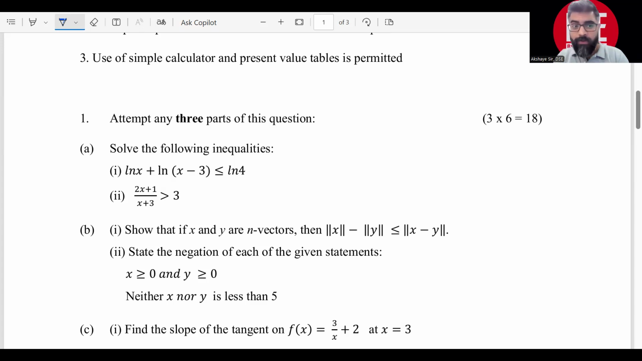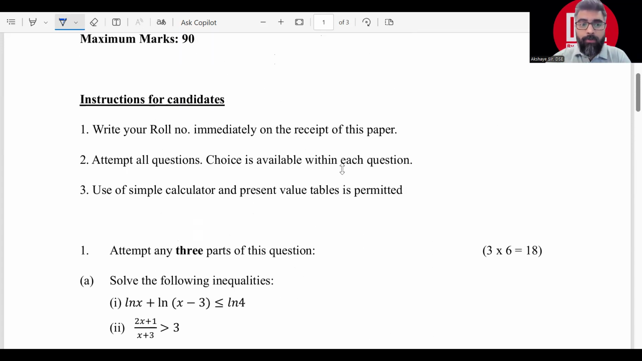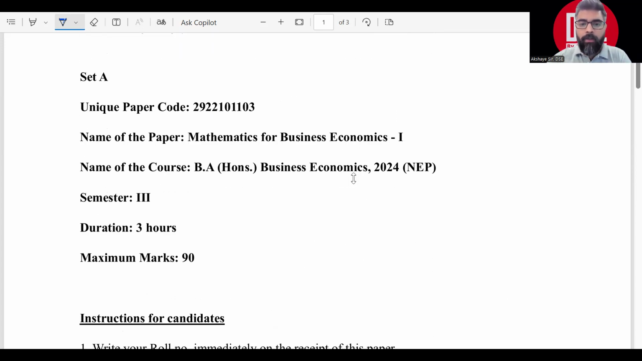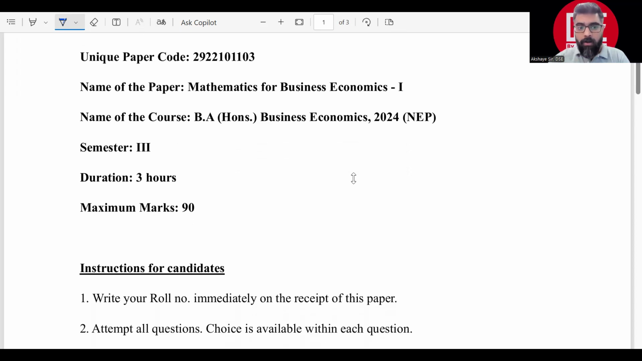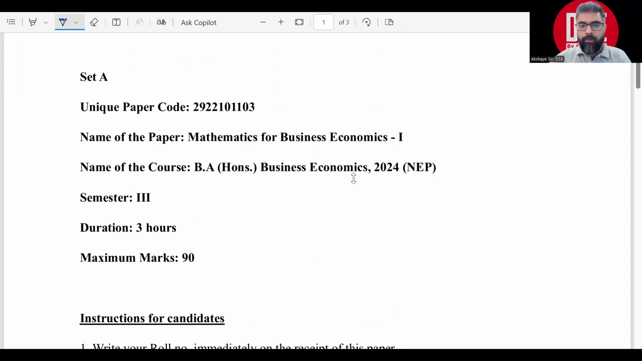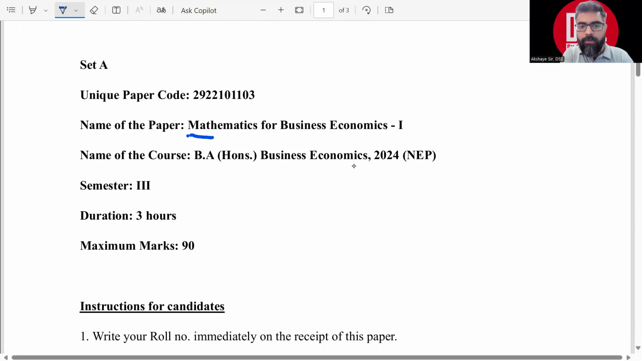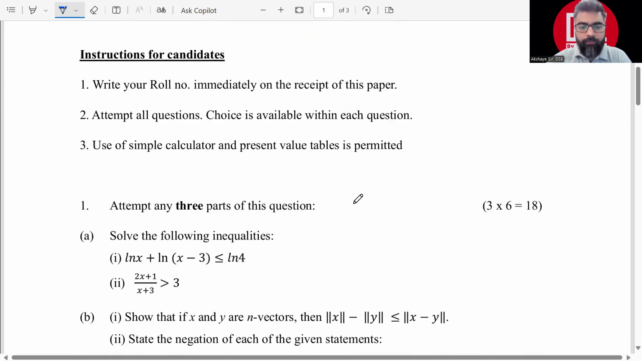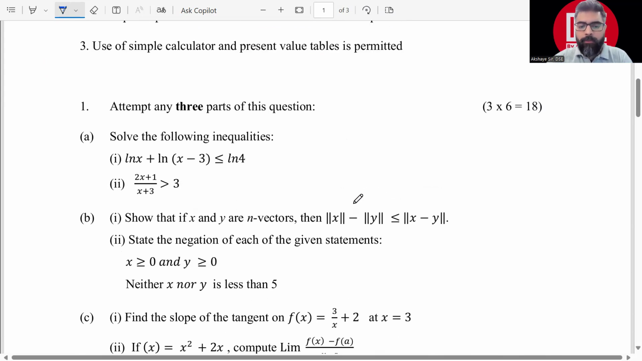Okay, I hope all students can see the question paper on your screens. So it is a 90-mark question paper, which is to be done in a time span of 3 hours. Just to confirm to all students, this is Mathematics for Business Economics Part 1. BA Honors Business Economics is the name of the course. So in this particular lecture, I'm going to start with the discussion of question number 1.